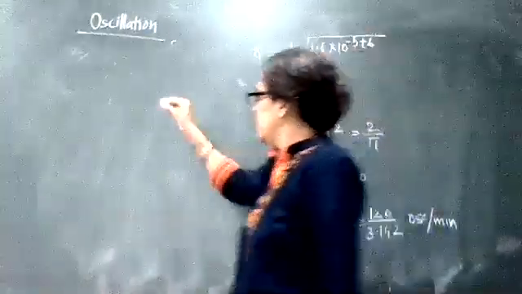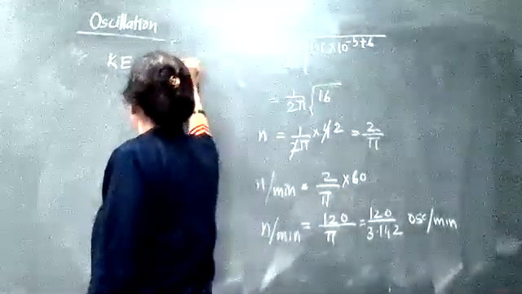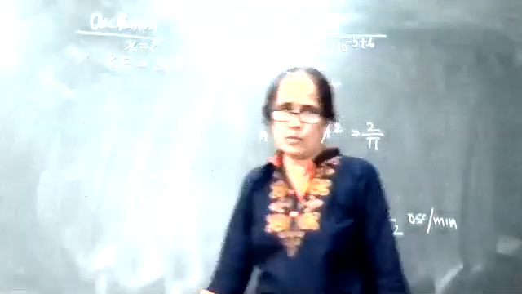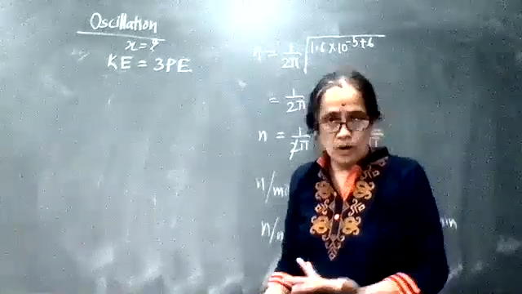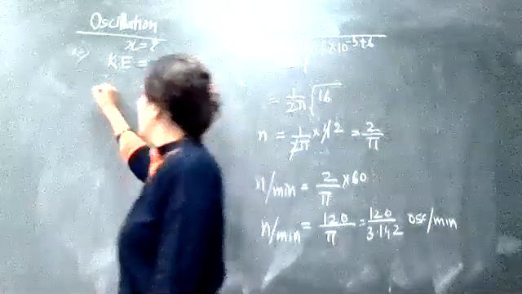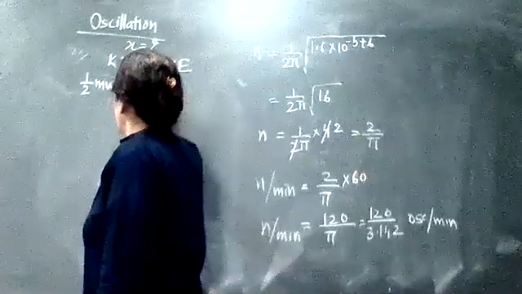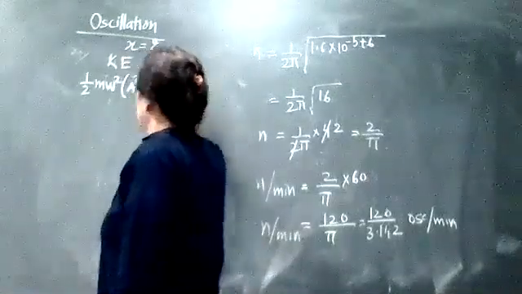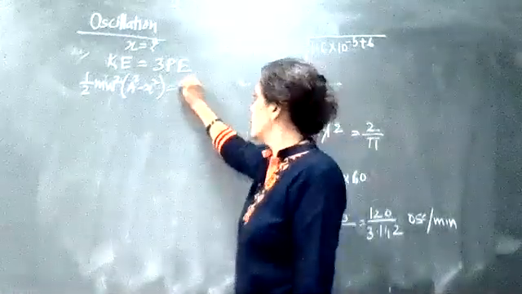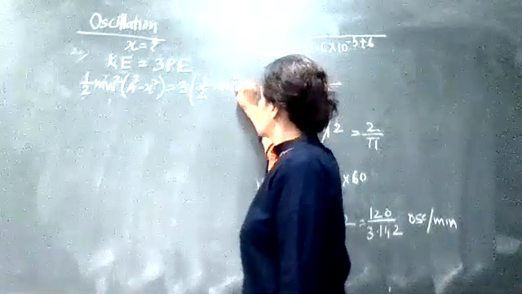What you are given: kinetic energy is equal to 3 times potential energy. This thing will happen at what displacement? That is x you want to calculate. What you have to do? You have to put the value of kinetic energy when the particle is performing SHM. So half m omega square in bracket a square minus x square, this is your kinetic energy. It is equal to 3 times potential energy, 3 times half m omega square x square.